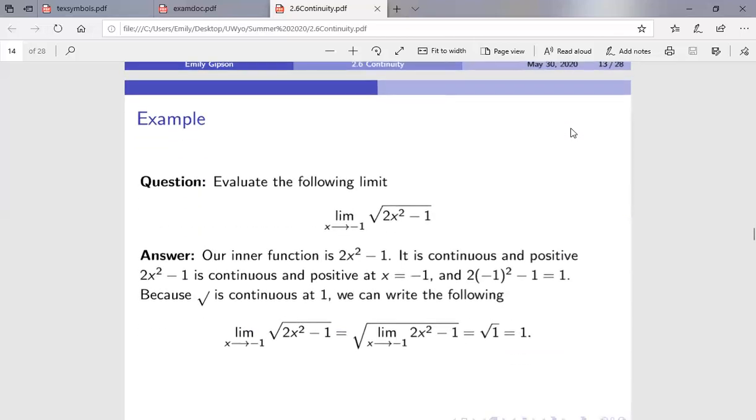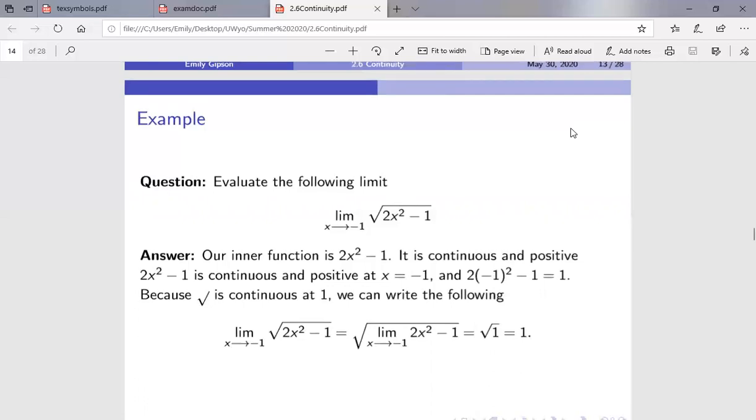All right, here's the answer slide. We're going to let our inner function be 2x squared minus 1, so everything that's within our radical. We know that it's continuous and positive at x equals -1. I'll have to redo this slide because I said continuous and positive twice. It's continuous and positive at x equals -1, and 2 times -1 squared minus 1 is equal to 1.